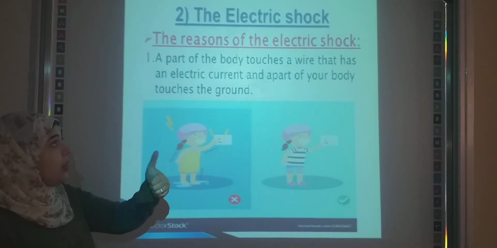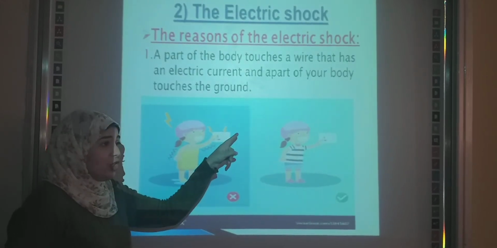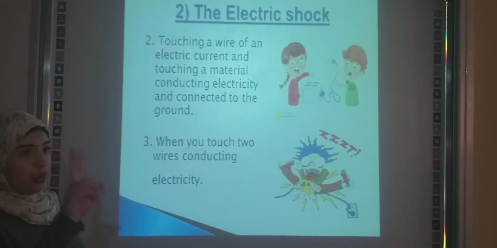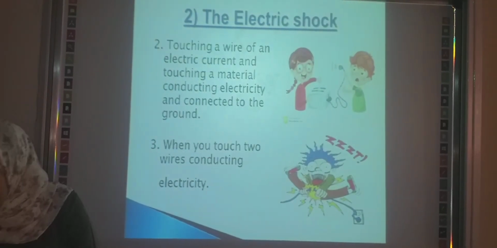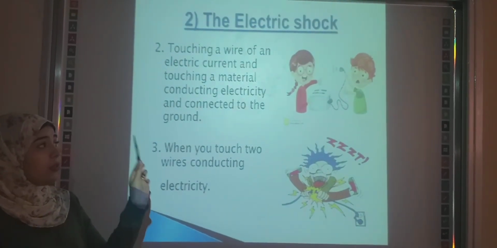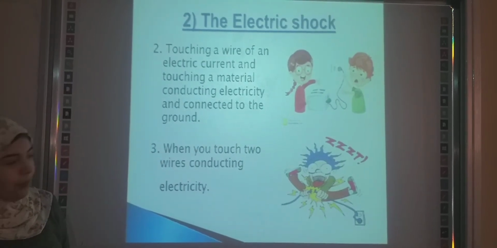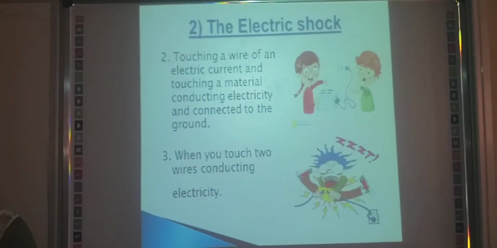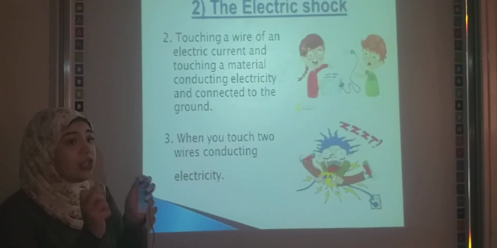So this causes electric shock. The first reason that causes electric shock: touching the electric wire which is connected to electricity, and a part of your body touches the ground. Number two, when you touch the electric wire which is connected to electricity, and another part of your body touches a material which is a good conductor of electricity, and this part touches the ground. Third reason, when you touch two electric wires which are connected to electricity, it causes electric shock.